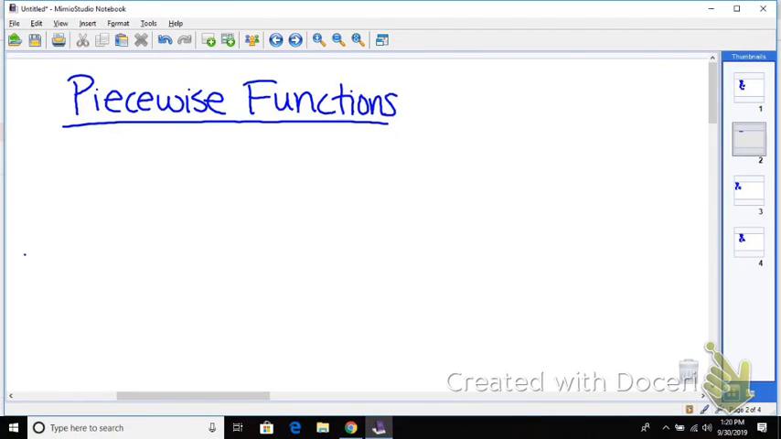and making one function. So if I give you something like this, I'm going to have you graph on your paper these two lines on the same.